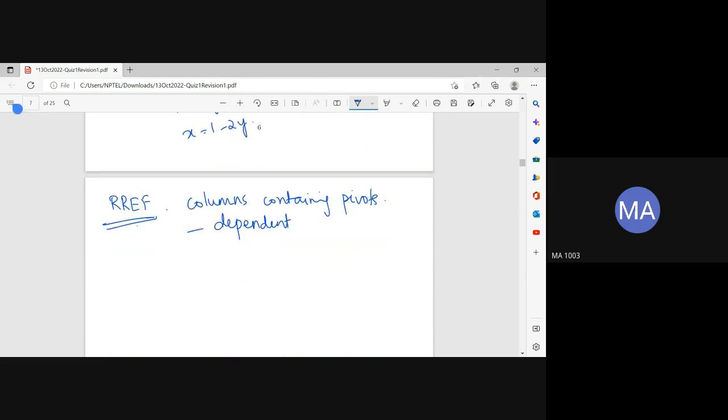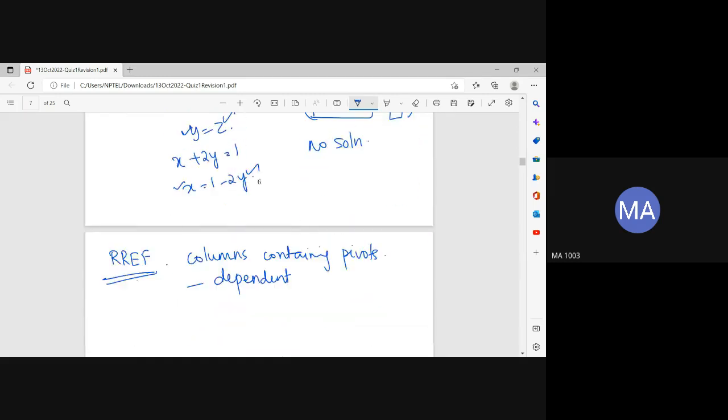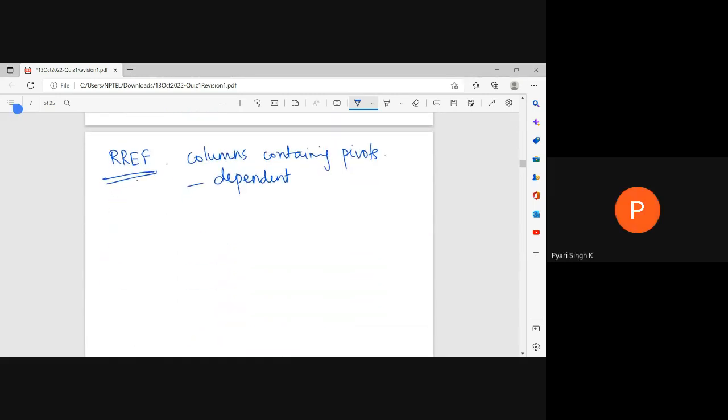Columns not containing pivots correspond to independent variables. Here is a column without any pivot. So Z is independent, right? You are free to choose Z. Once you choose Z, Y is fixed. And once Y is fixed, X is fixed. A column without a pivot is independent or dependent? Independent.